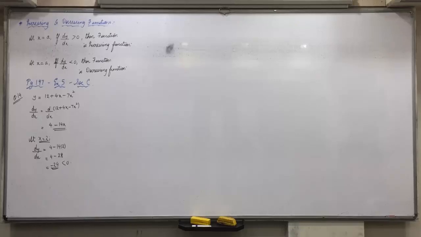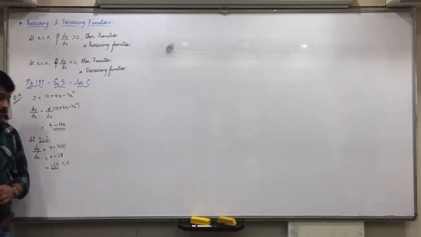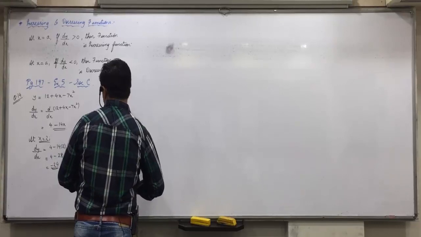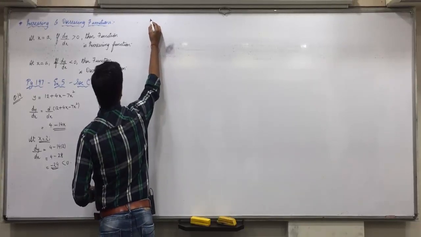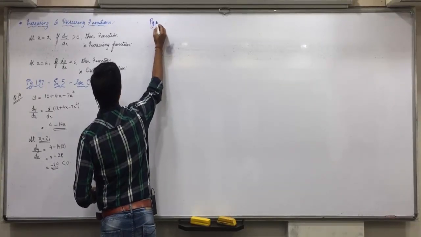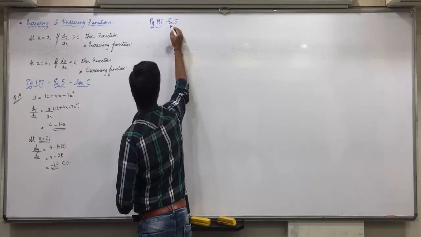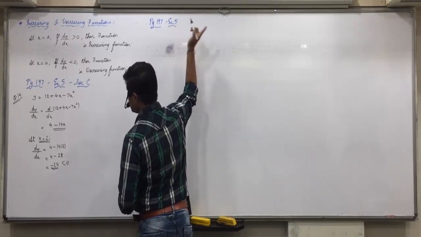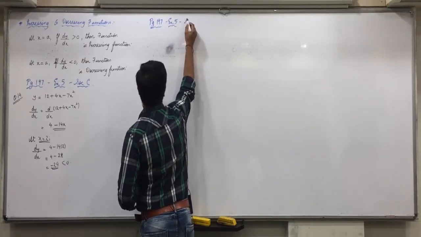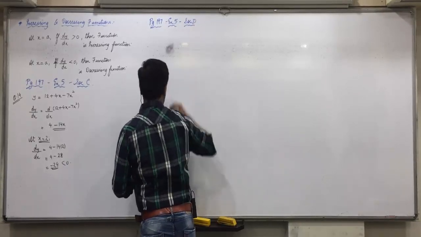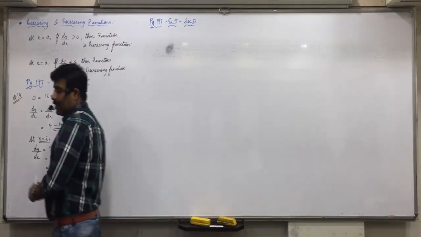Did everyone understand this? Has everyone completed? Thus, the function is decreasing at x equals 2 because dy by dx is less than 0. Is everyone clear with this?